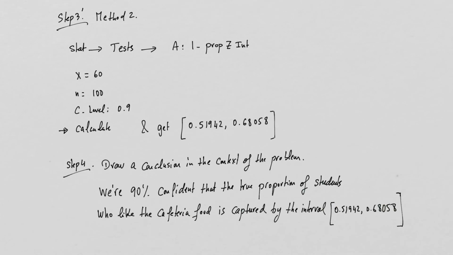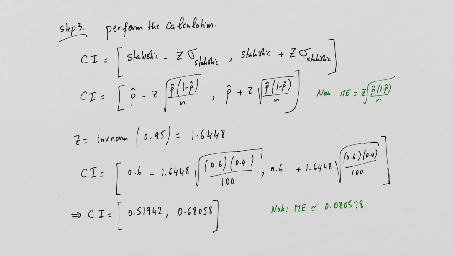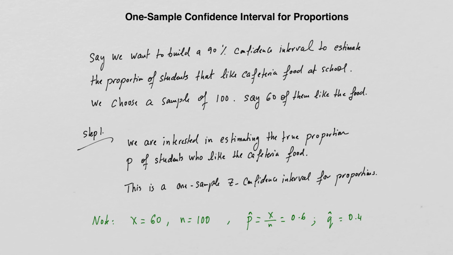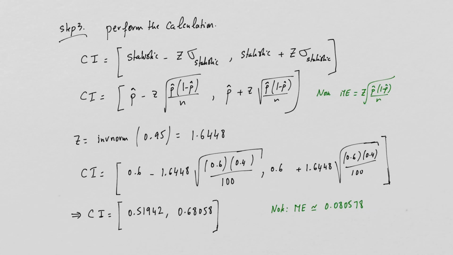And the way you interpret it, I'll go to step 4 and then I'll go back to the second method. You don't say that I am 90% confident that my proportion is here. That's silly. The proportion is either here or not here. The P you're interested in, this one, it's either here or it's not here. That's not how you say it. The intervals are the variables, and your P is a number, is fixed, it doesn't move.